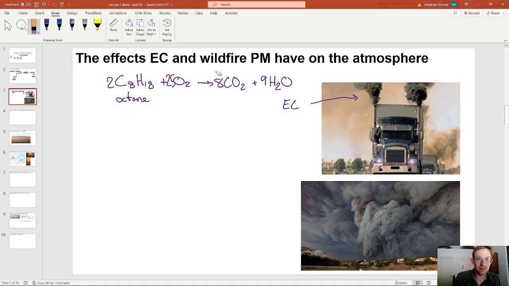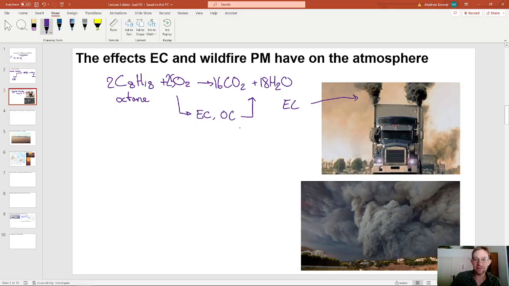Okay, this is a little bit tricky, but I just don't want to put fractions in here. It's going to form basically carbon dioxide and water if it were to burn perfectly. In reality, it doesn't burn perfectly, and some elemental carbon and organic carbon is formed on the way as this octane, this fuel, is converted into CO2 and water.